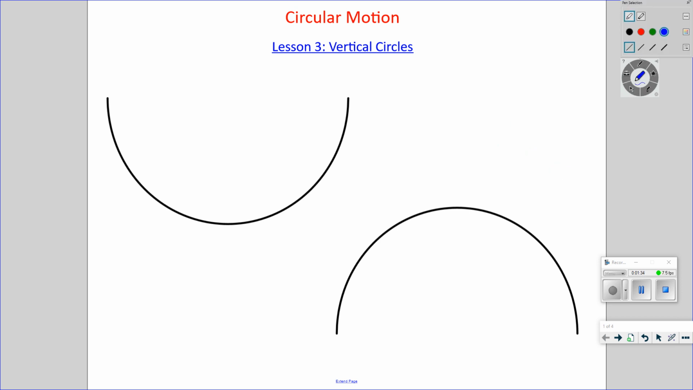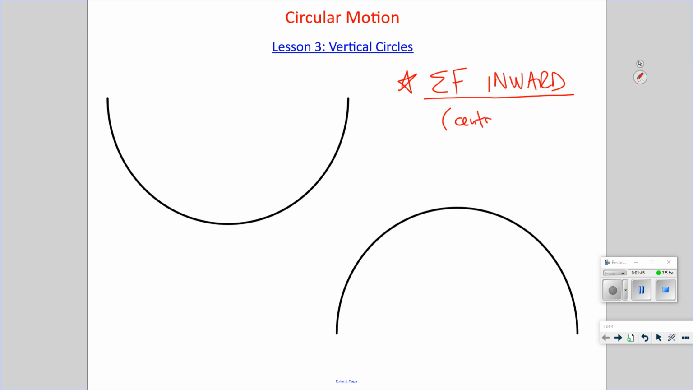All right, so then we said this direction inward is called the centripetal direction. And for any object that moves in a circular path, net force is inward, or what we call the centripetal direction.